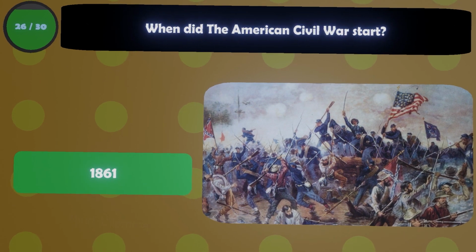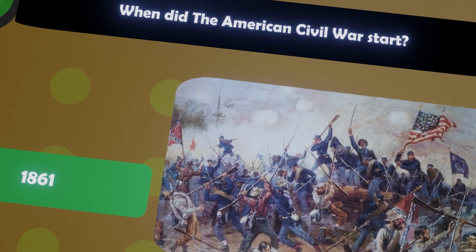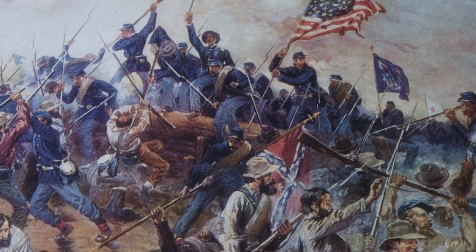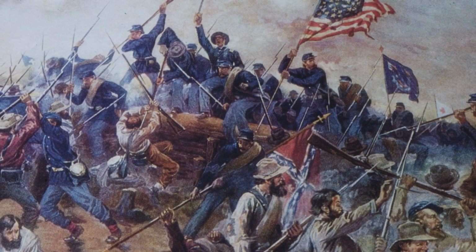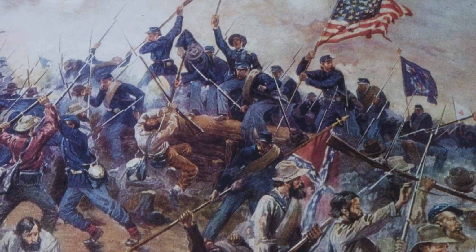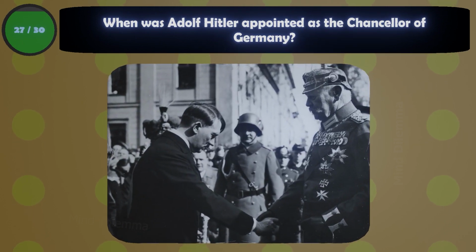It started on April 12, 1861, when Confederate forces fired on the Union garrison, leading to the four-year conflict over slavery and states' rights. When was Adolf Hitler appointed as the Chancellor of Germany?